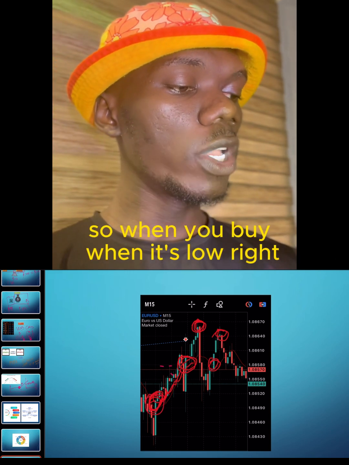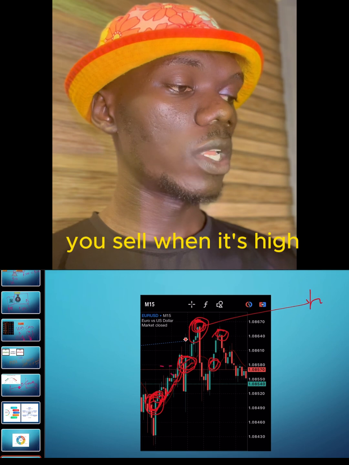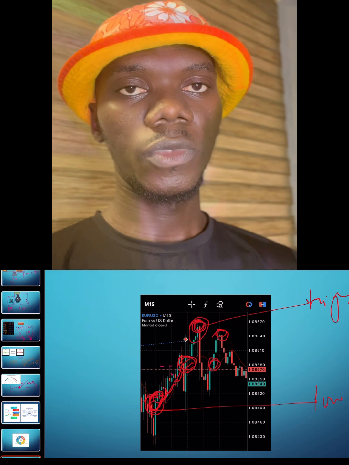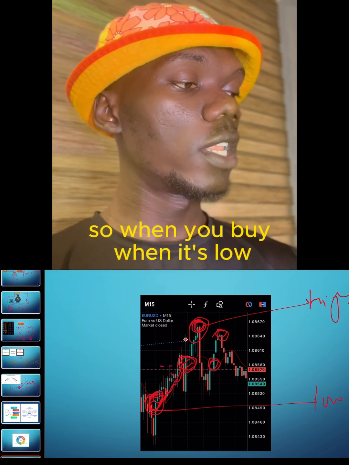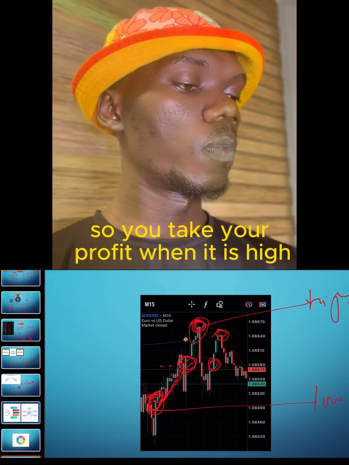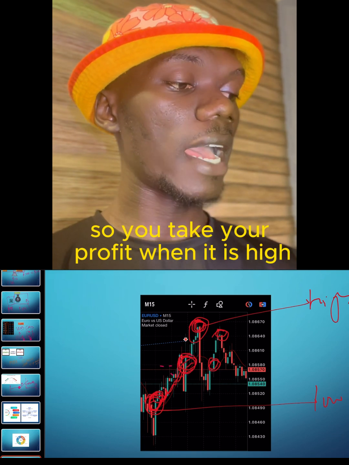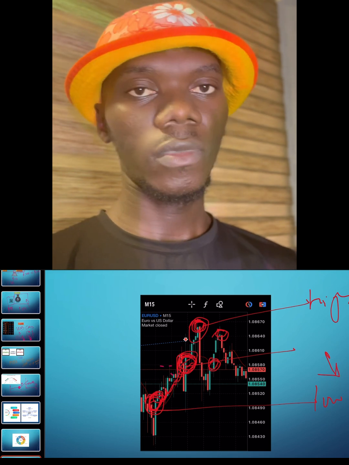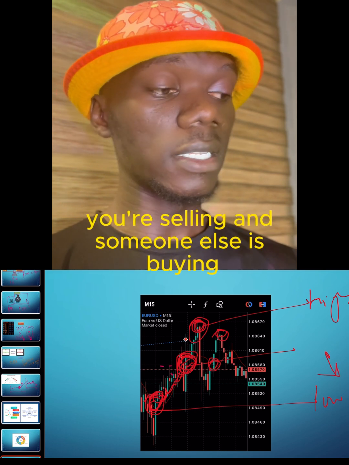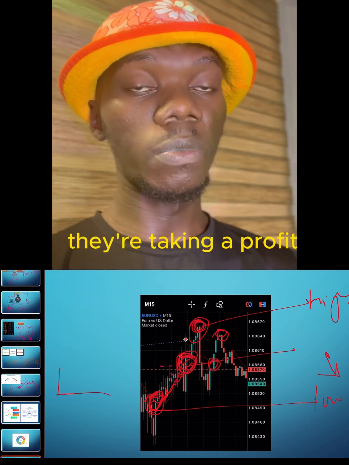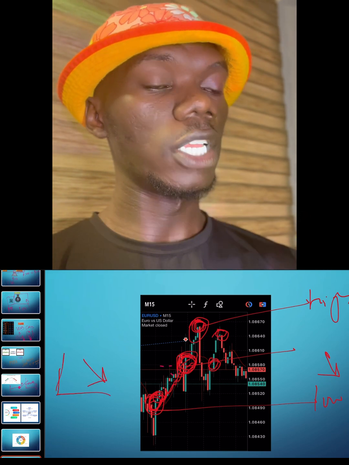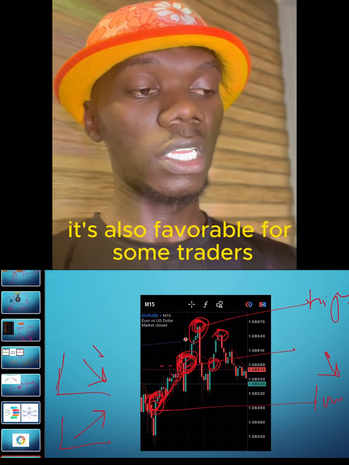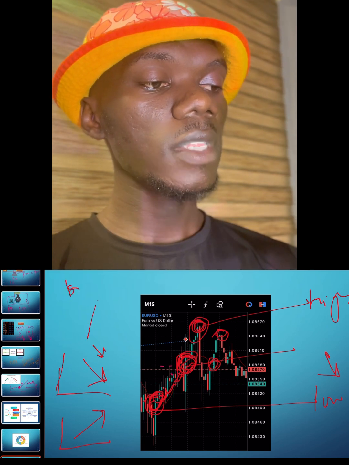So you buy when it's low, and you sell when it's high. Those are the key things in the market. So you take your profit when it is high. When you're taking your profit, that means you are selling. Remember, when you take your profit, you are selling, and someone else is buying as you're taking your profit, because when the market is going downward, it is always favorable for some traders. And when the market is going up, it's also favorable for some traders, because when it's going down, that's when you can buy.